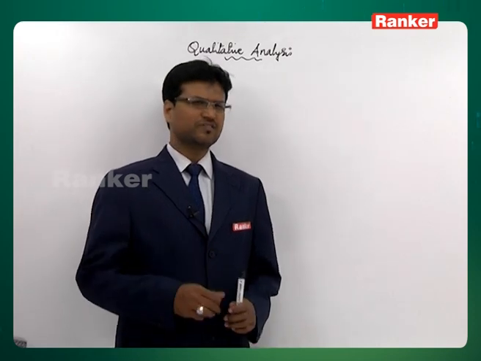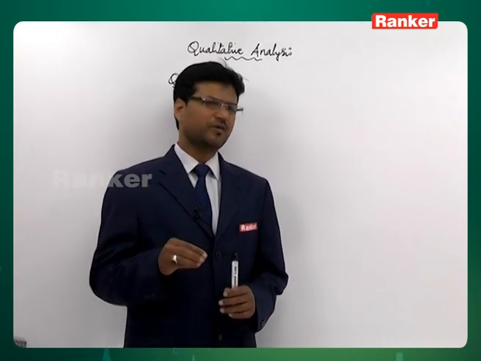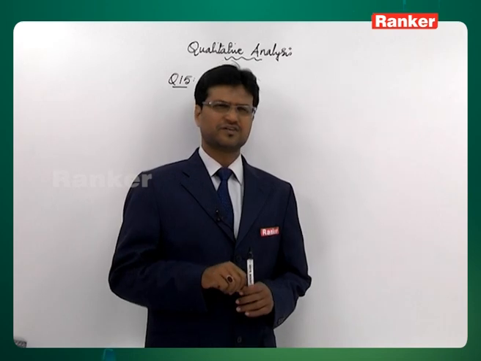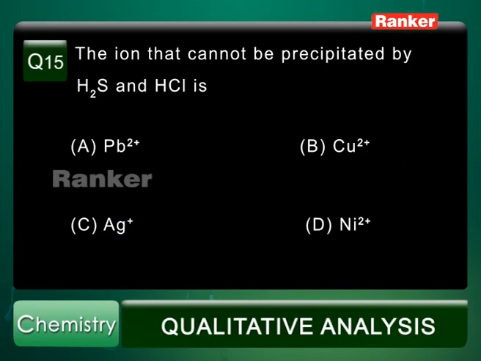In the mixture of H2S and HCl, HCl offers common ion effect and maintains a low concentration of sulphide, and therefore Ni cannot be precipitated as NiS.